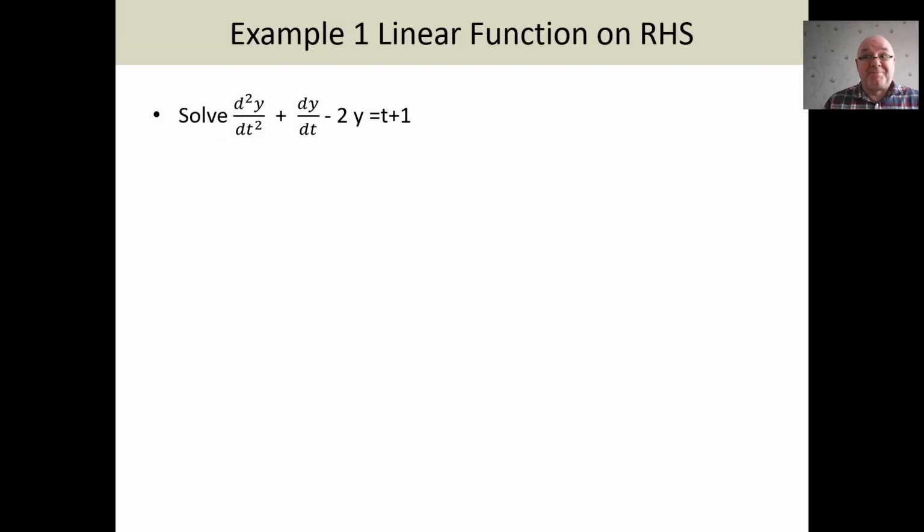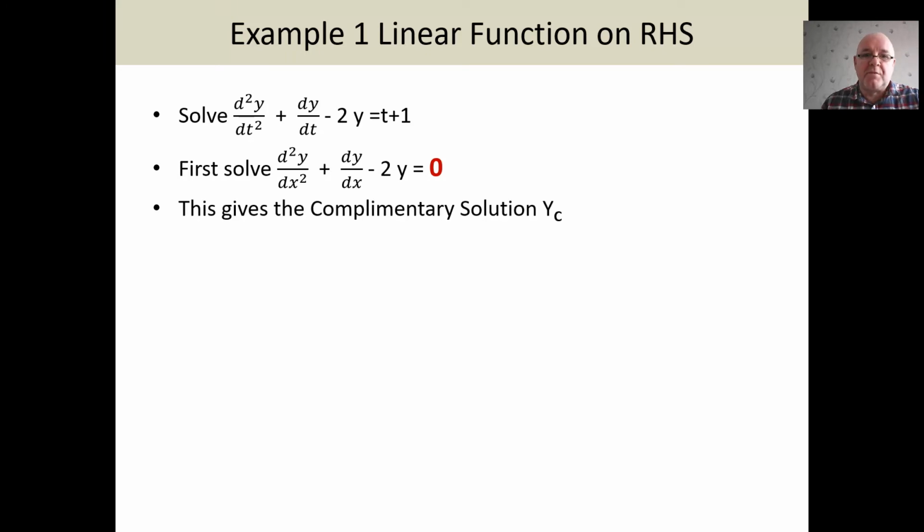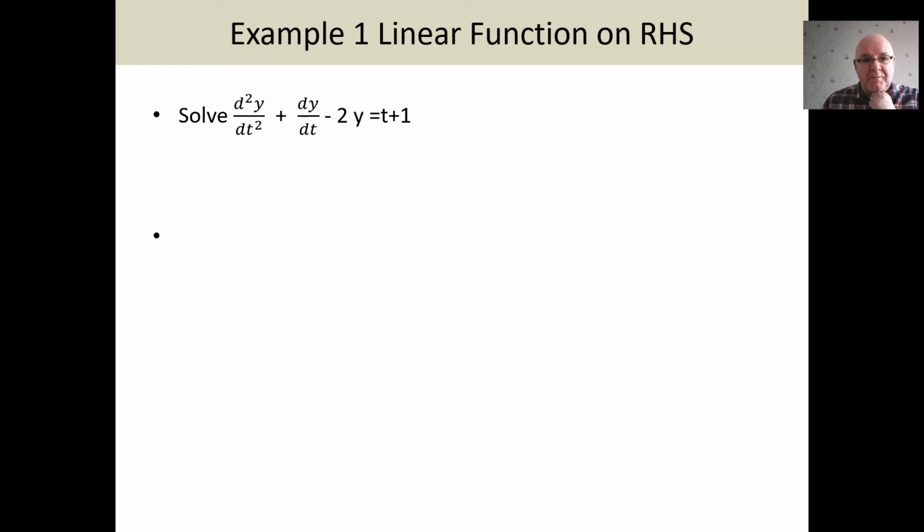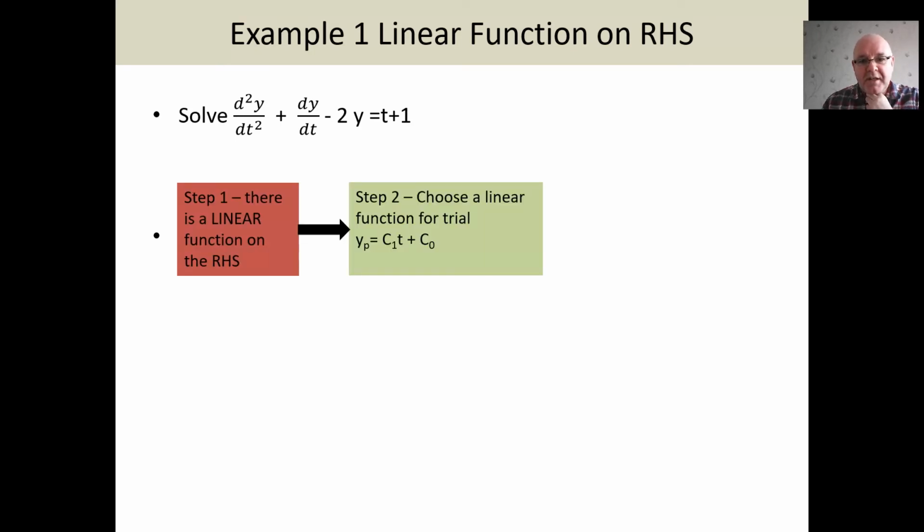So let's try one. Let's solve y double dash plus y dash minus 2y equals t plus 1. The first stage is to solve the homogeneous equation. This gives the complementary solution, and it turns out to be that. I hope you can do that; it turns out to be dead easy. So you now need a particular integral. Notice that the right-hand side is linear, so we're going to choose a linear function for our particular integral. So yp is going to be c1t plus c0.